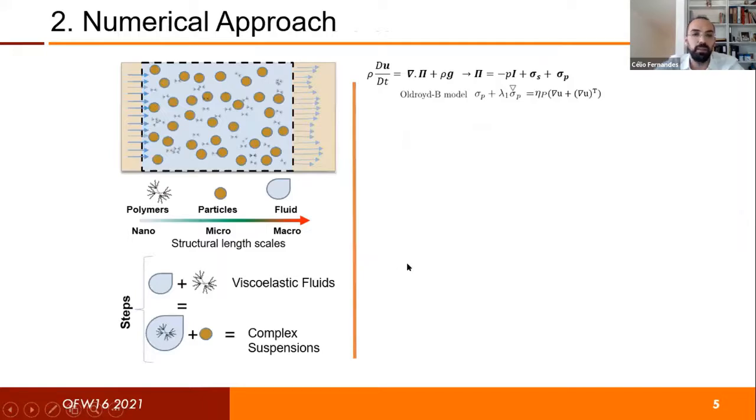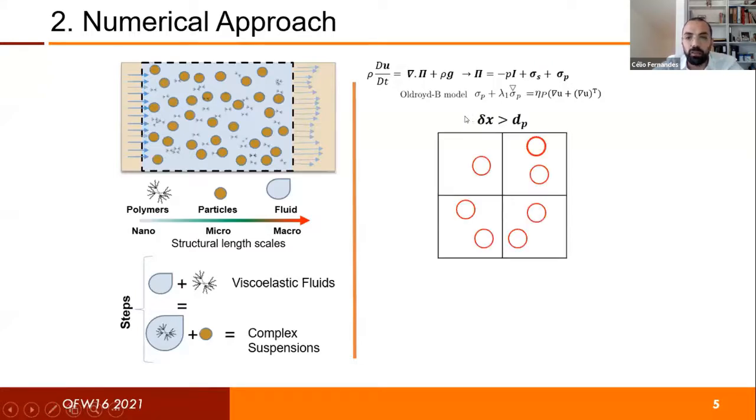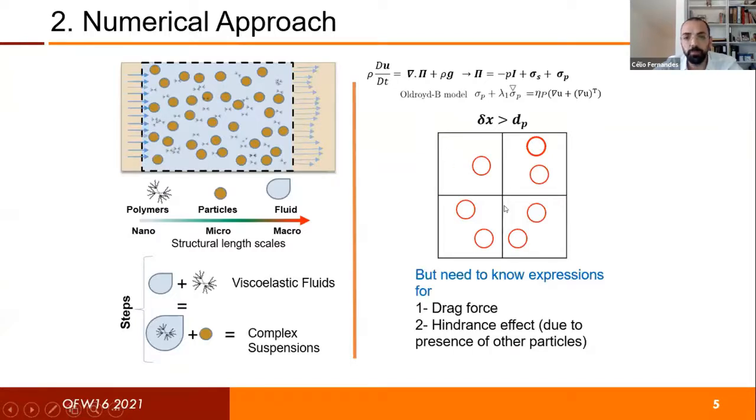But for this study that I'm presenting, we want to consider complex suspensions where the fluid has a viscoelastic character. And here we will consider the Oldroyd-B constitutive equation to calculate the polymeric stress tensor, sigma p. And also, as I referred, we consider the particle's diameter smaller than the grid cell size. But for viscoelastic suspensions, we need to know a drag force expression or a closure model for the drag which the fluid exerts on these particles. And also we need to take into account the presence of the other particles in the system.